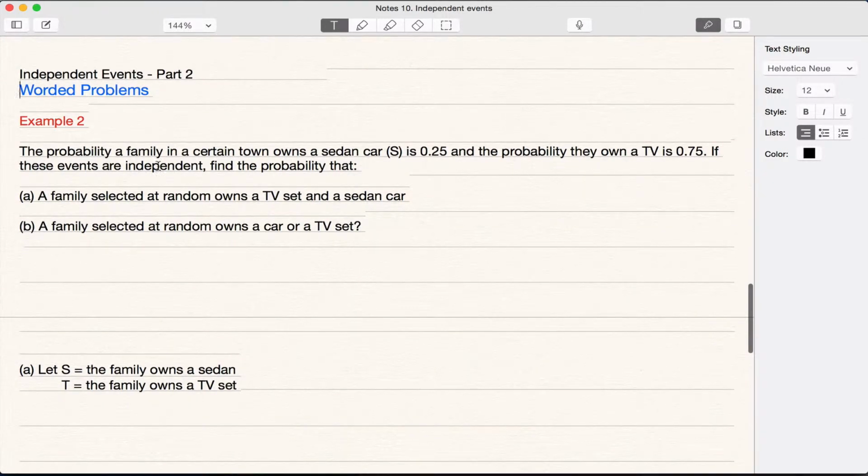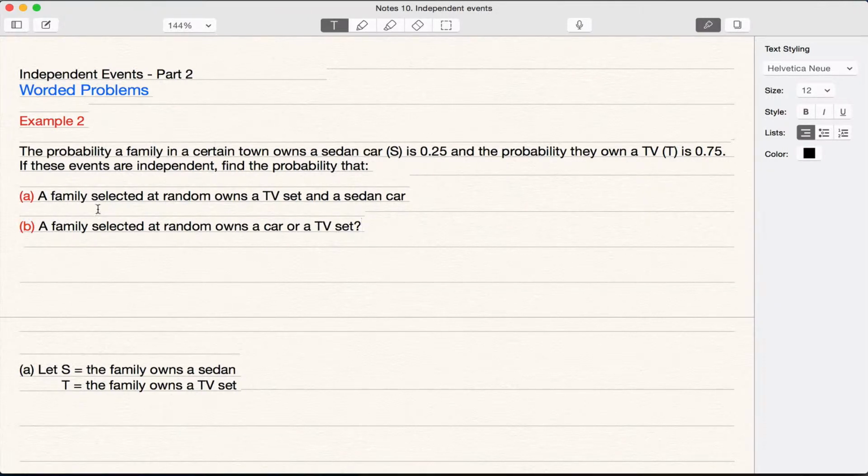The probability a family in a certain town owns a sedan car, which we've labelled S, is 0.25, and the probability they own a TV is 0.75. Forgot to put in there, a TV should be a T. If these events are independent, find the probability that A, a family selected at random owns a TV set and a sedan car, and B, the probability that a family selected at random owns a car or a TV set.